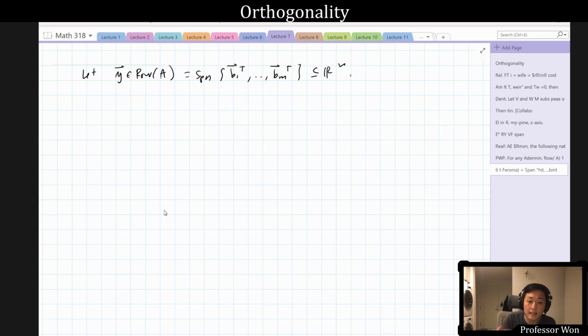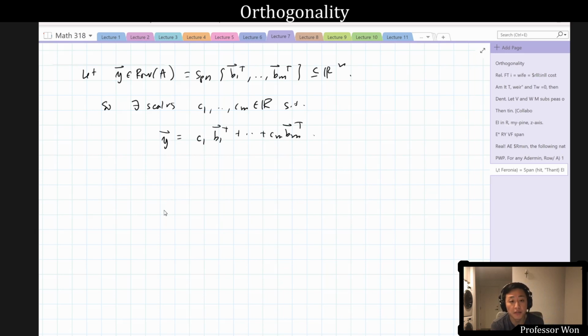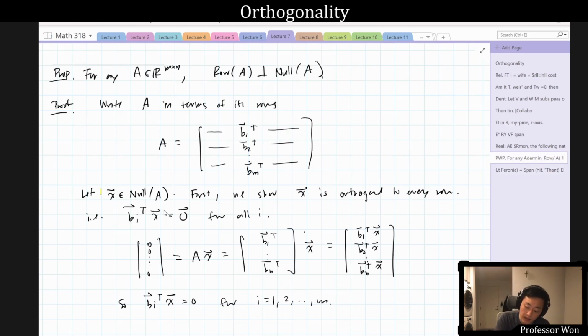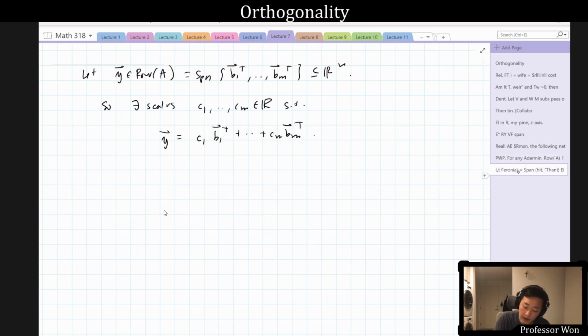Which means that y is a linear combination of these things, right? So there exist scalars C1 up through Cm in R, just in R, such that y is equal to C1 B1 transpose up through Cm Bm transpose. That's what an arbitrary vector of the row space looks like. Right, so now I have an arbitrary vector in the null space, and I have an arbitrary vector in the row space. Now let's take a look at their dot product.